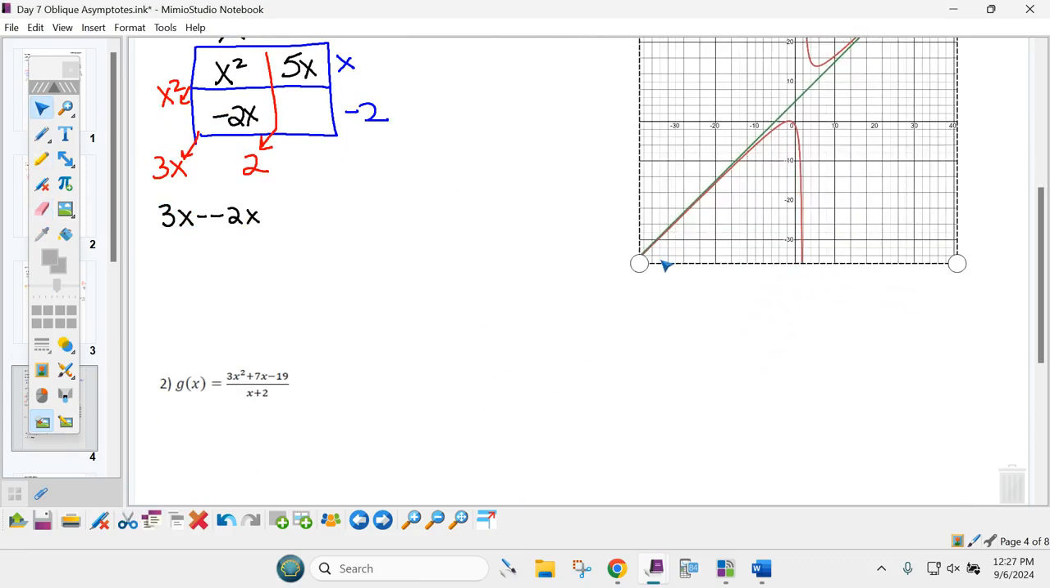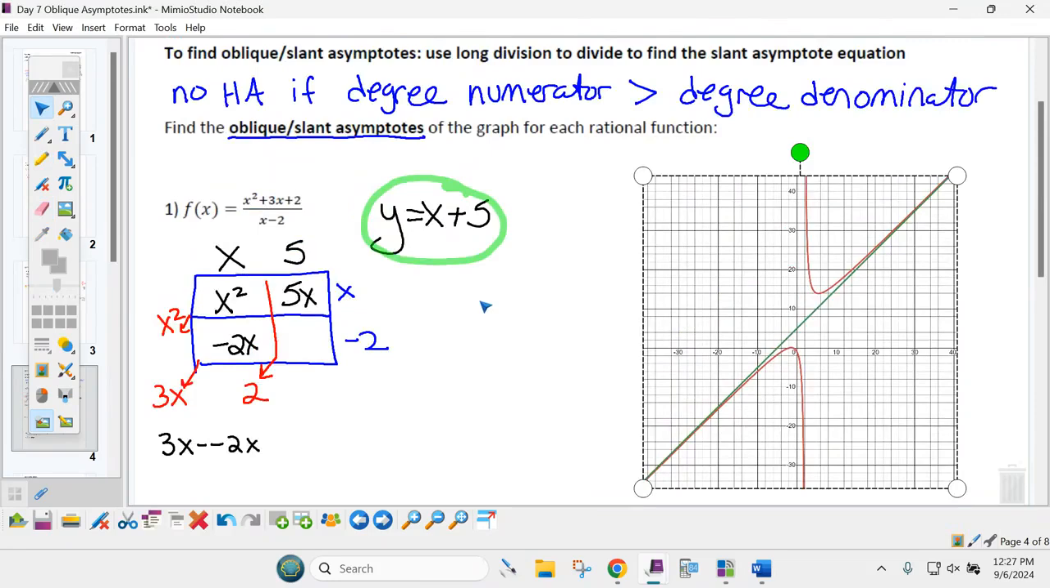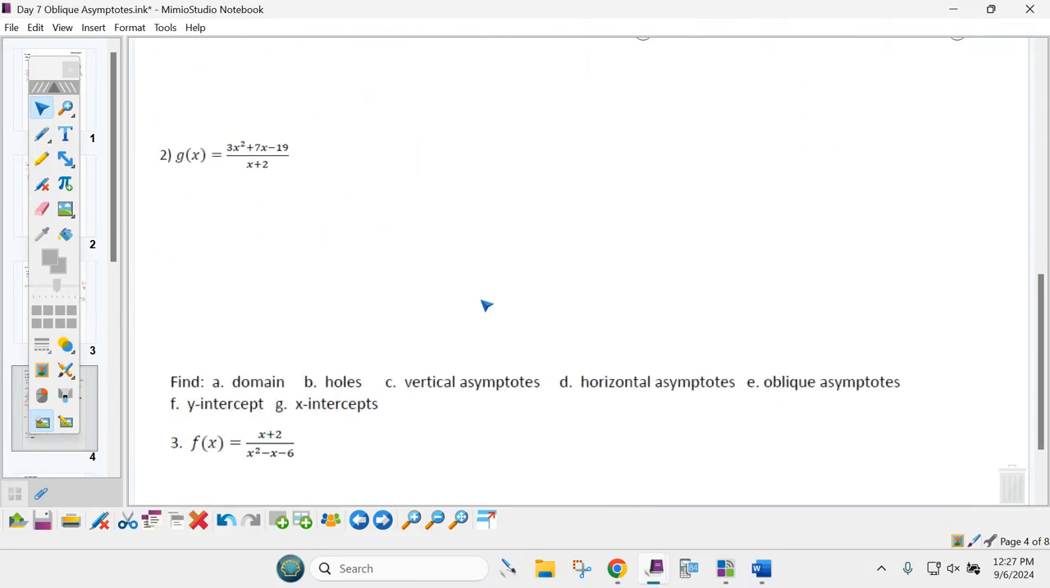All right, let's try number 2. Find the slant asymptote for number 2. This time I'll do long division. If you like box method, you stick with box method. Pause the video here and see if you can get the answer to the division, the quotient, before you watch the solution.